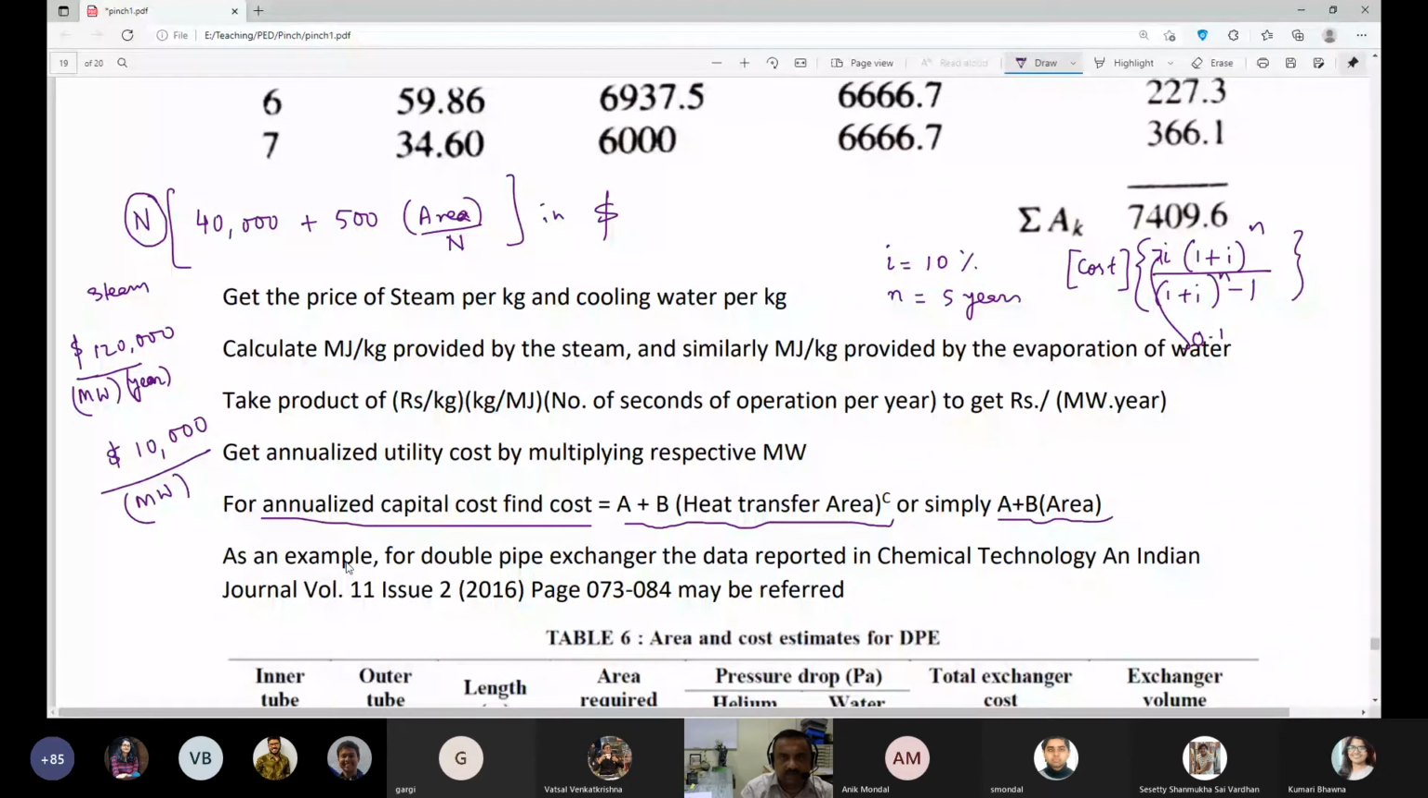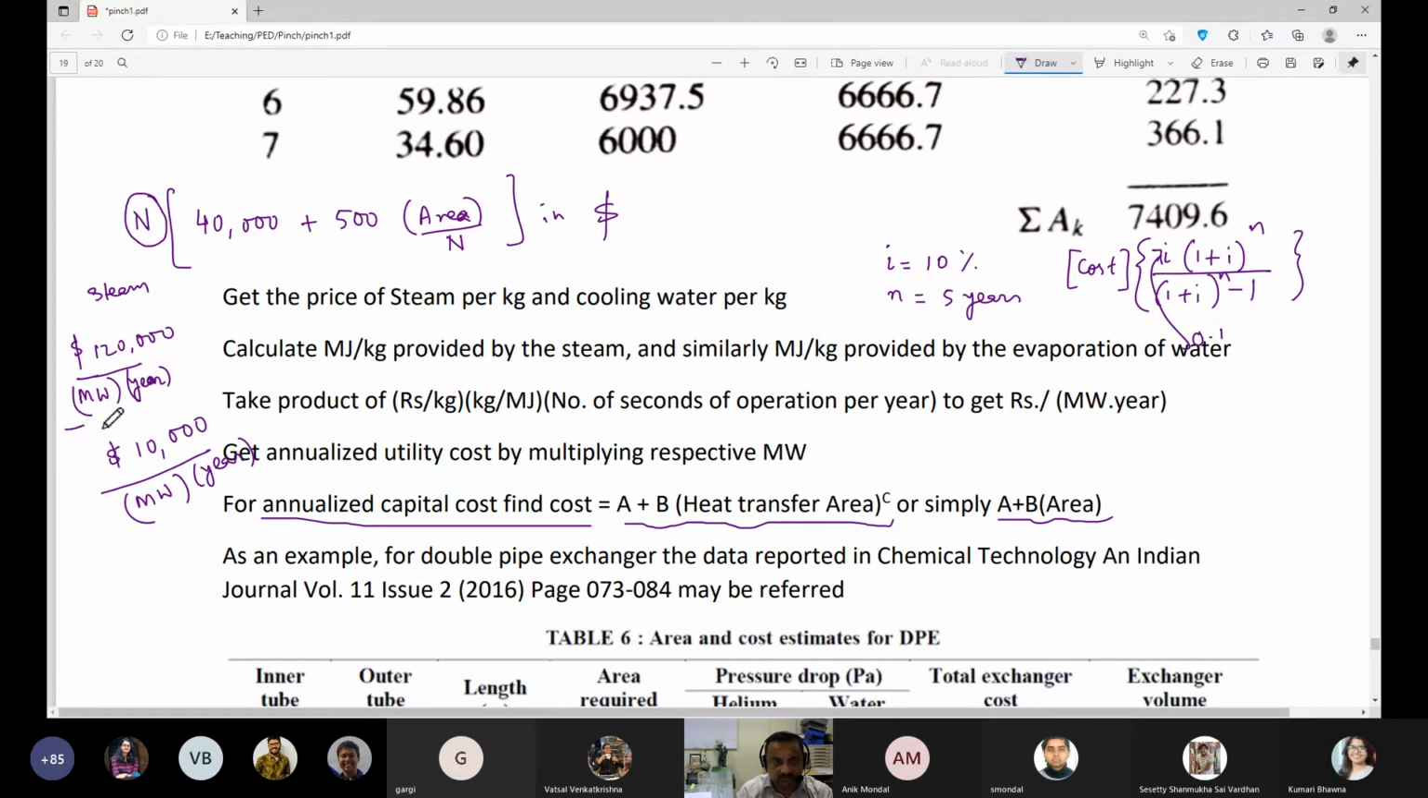So my utility requirement was what? In one case it was 7.5 MW, you remember, for the steam, and for cooling water it was 10 MW. So simply I have to multiply by 7.5 and by 10. Steam cost would be 10 times the cooling water cost per unit. So on a per year basis, one can get how much the utility cost is for steam and cooling water.